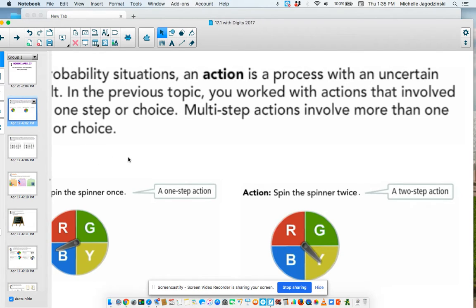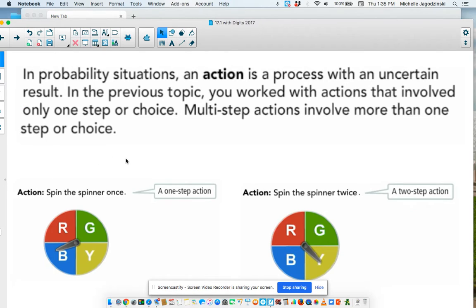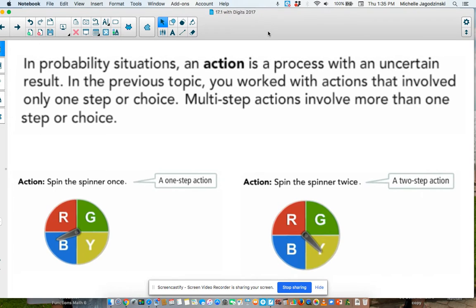Now, probability situations, when we have talked about them so far, an action is a process that has an uncertain result. In our previous topic, we worked with actions that involved only one step or one choice. Multi-step actions are actions that have more than one step. If we read through this example, my action says spin the spinner once. So this is a one-step action. Over here, the action says spin the spinner twice. So this is a two-step action. So that is a multi-step.